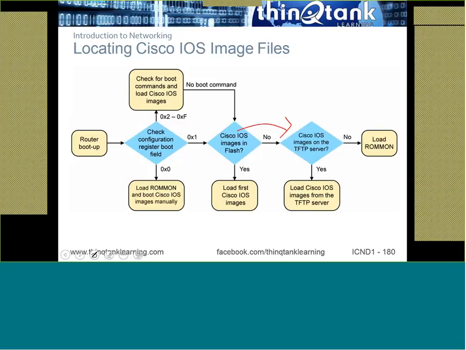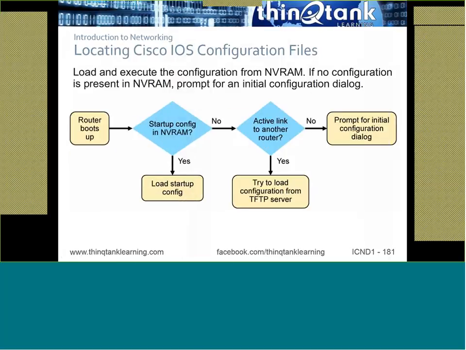Then I load my config. If I can't find IOS in Flash, most likely I'm going to end up here. Remember, this TFTP boot option is not set up by default. That's something that you would have to configure for it to work. Lastly, we do our startup config. Startup config is stored in NVRAM. If the config is there, it gets loaded and it becomes the running config. If there is no contents in NVRAM, if I don't have a startup config, then I will go to the initial configuration dialog.